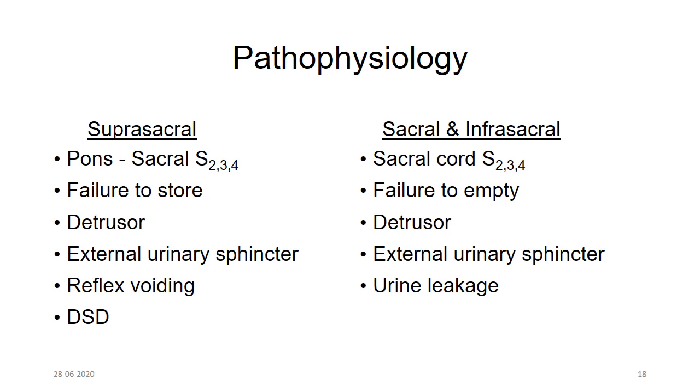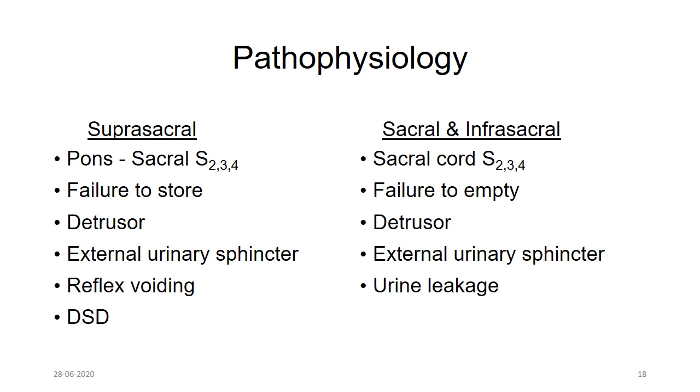In suprasacral level, there will be failure to store urine, whereas in sacral and infrasacral, there will be failure to empty the bladder. In suprasacral lesions, there will be detrusor overactivity and there will be no voluntary relaxation of the external sphincter. Whereas in sacral and below level lesions, the detrusor is hypotonic and the sphincter will be relaxed.